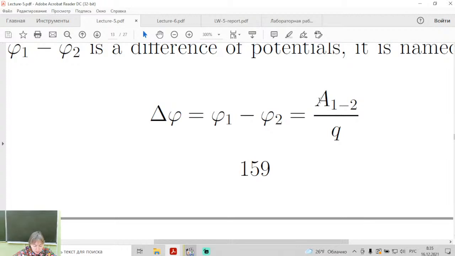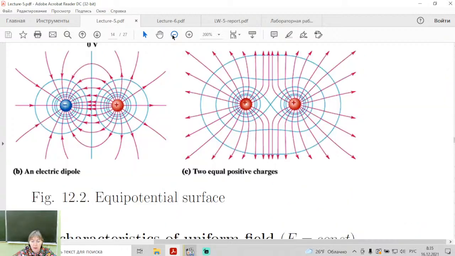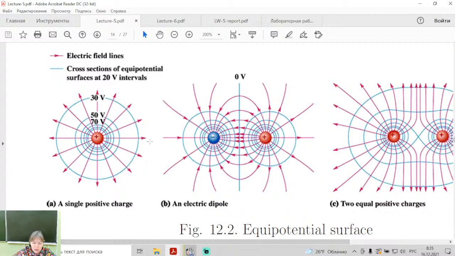Geometric position of points having equal potential is called equipotential surfaces. And look at this picture. We demonstrate equipotential surfaces. It's these blue lines. Look at here, for a single positive charge, an electric dipole, and two equal positive charges.